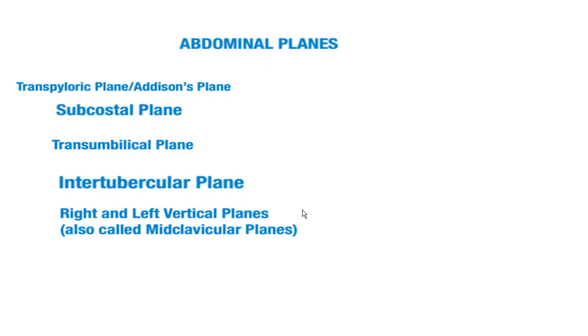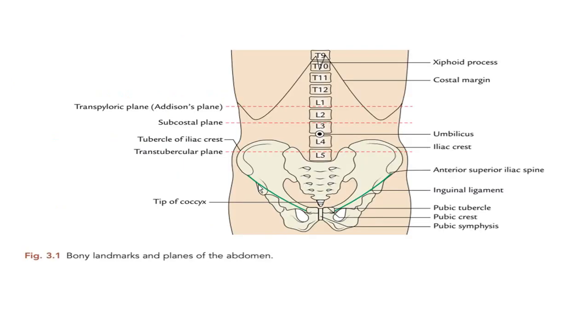And now we are going to find the abdominal planes such as the transpyloric plane, the Edison plane and the costal plane. The transpyloric plane and Edison plane is a horizontal or transverse plane which passes through the midpoint of the line joining the jugular or suprasternal notch to the symphysis pubis.